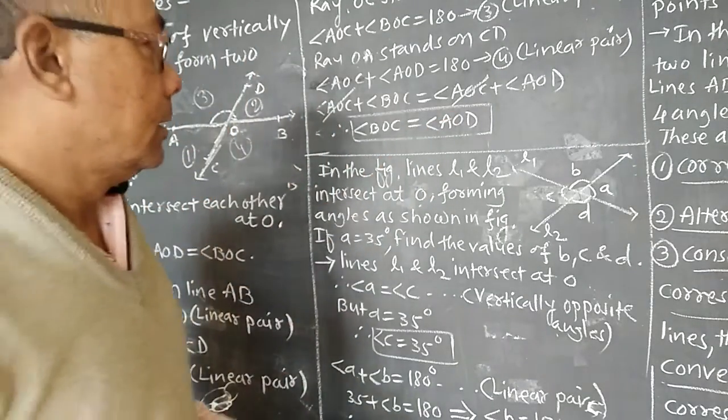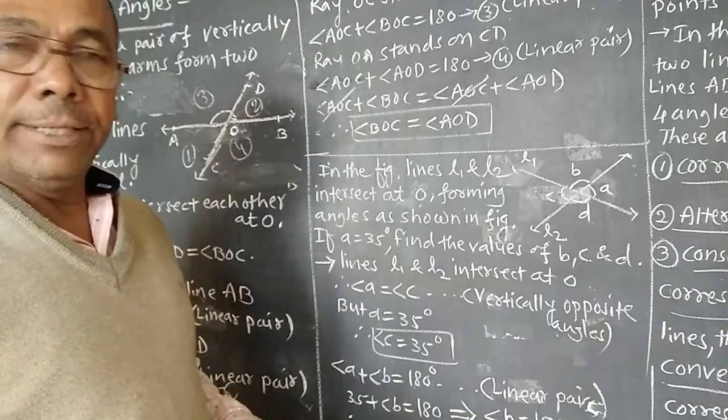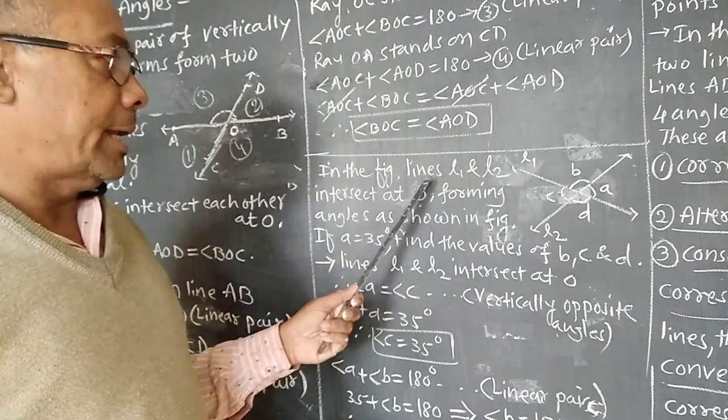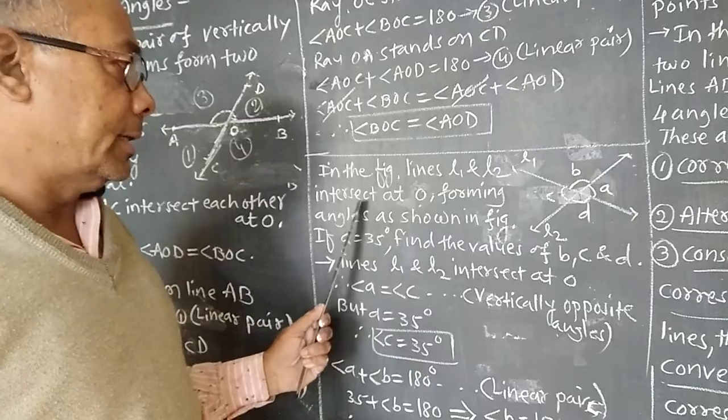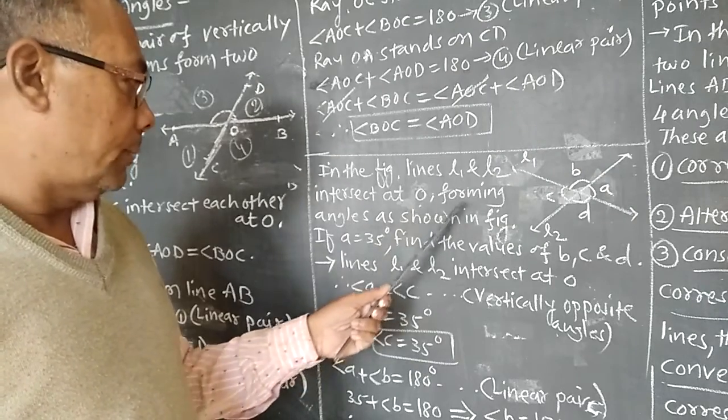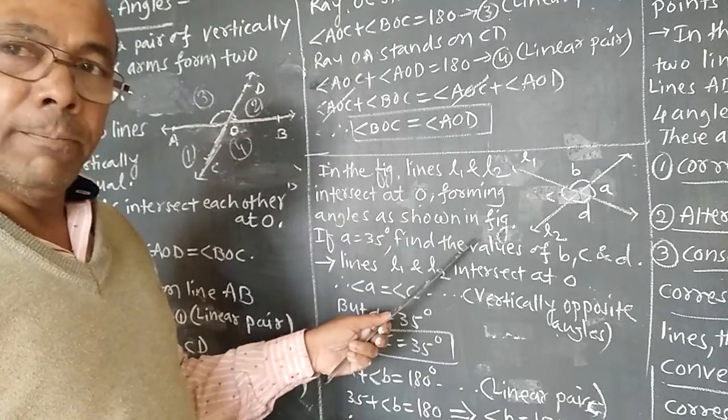Now we will see one example here. In the figure, lines L1 and L2 intersect at O, forming angles as shown in the figure.